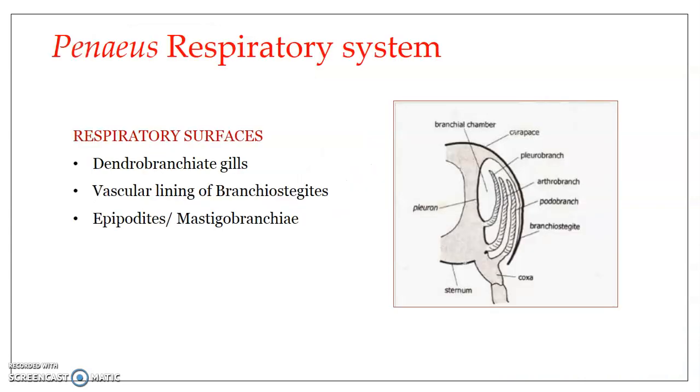The respiratory surfaces being gills, the vascular lining of branchiostegides, and epipodites. So as mentioned, they have three structures that help in respiration. They are the gills, the vascular lining of branchiostegide and epipodite. And among these, the dendrobranchiate gills are the most important or the principal respiratory organ.